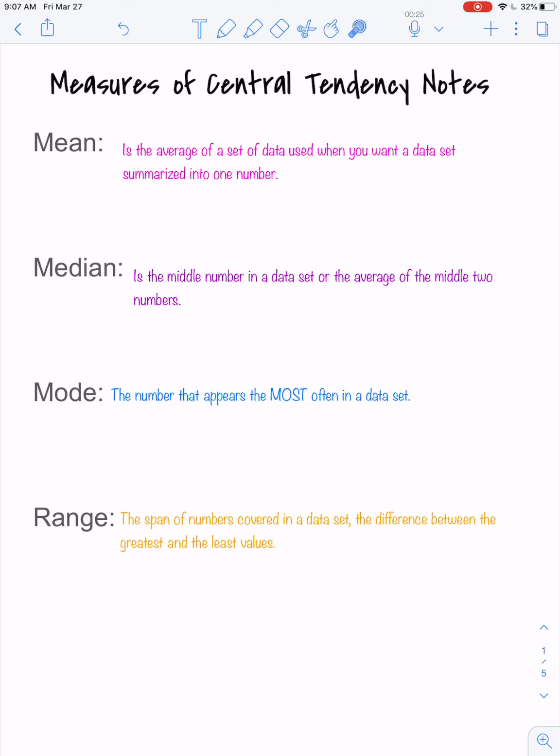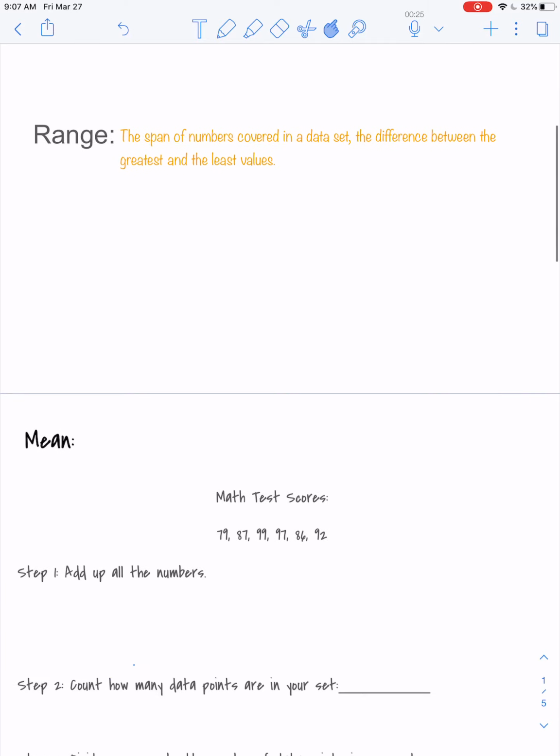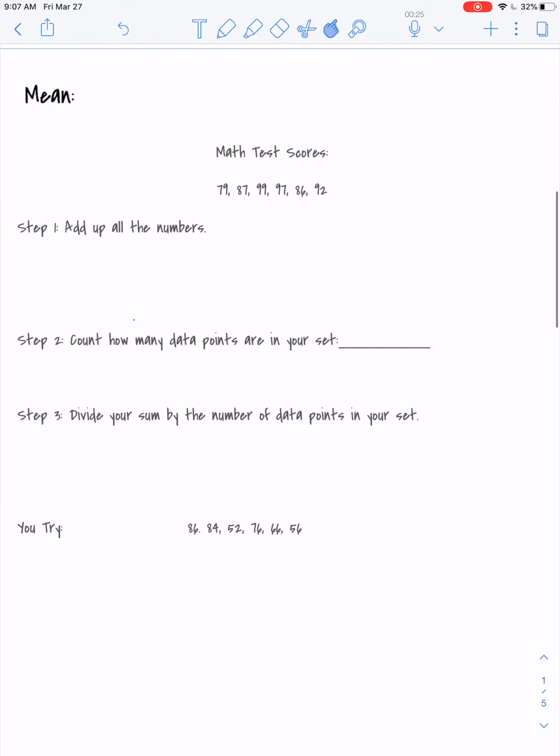It is the difference between the greatest and the least values. So we use these different measures to help us summarize large sets of data, like when we're doing science experiments, when we're doing surveys, when we're trying to condense a large amount of numbers or information into a more condensed or summarized version. So the first measure that we're going to look at today is mean, or another word for mean is the average.